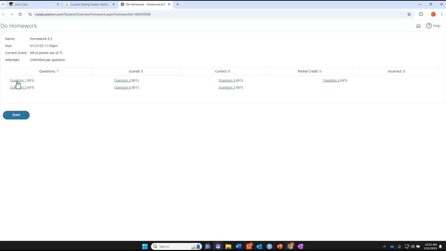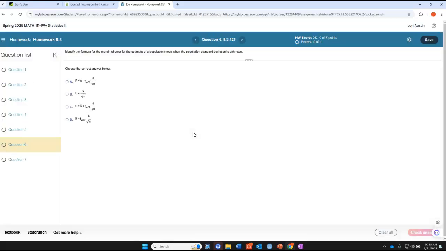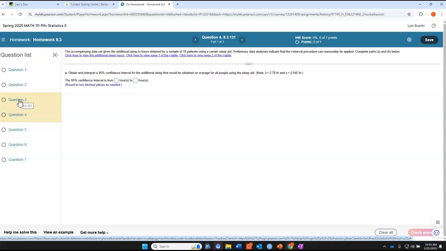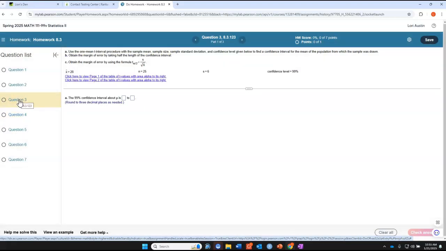Remember with the homeworks, there's your 1, 2, 3, 4, 5, 6, 7 homework assignments. I'm not sure if any of these, let me just click on one real quick so I can show you. You'll be using StatCrunch more than you did in any other. I probably picked a section that doesn't need StatCrunch. Hold on. Of course it did.